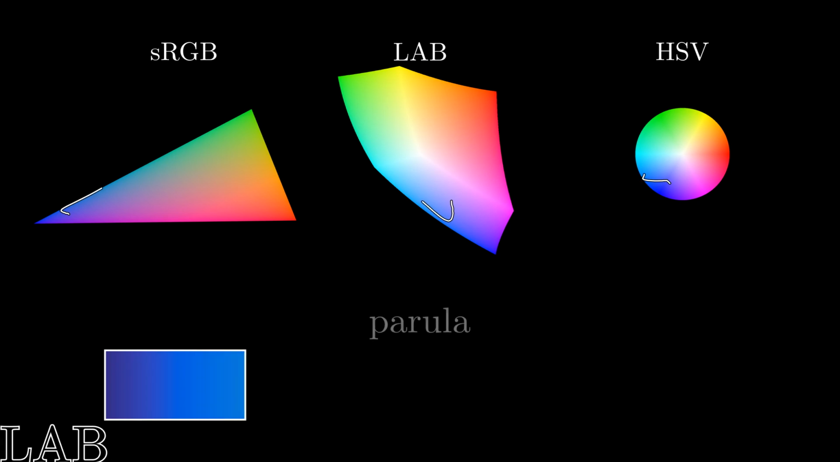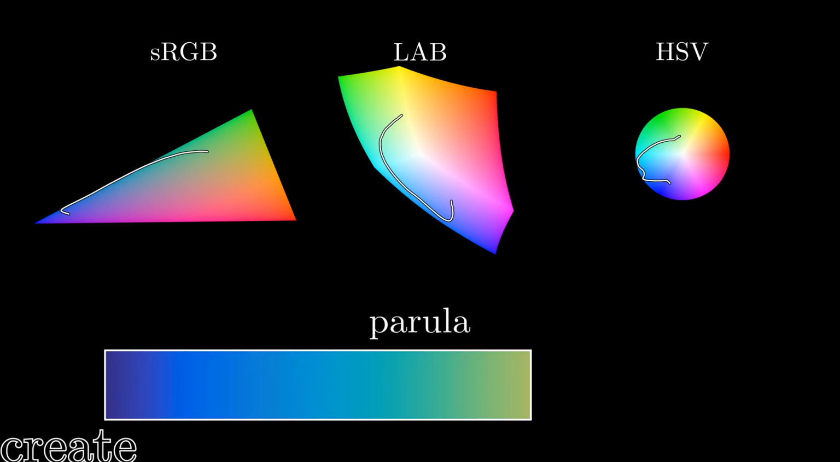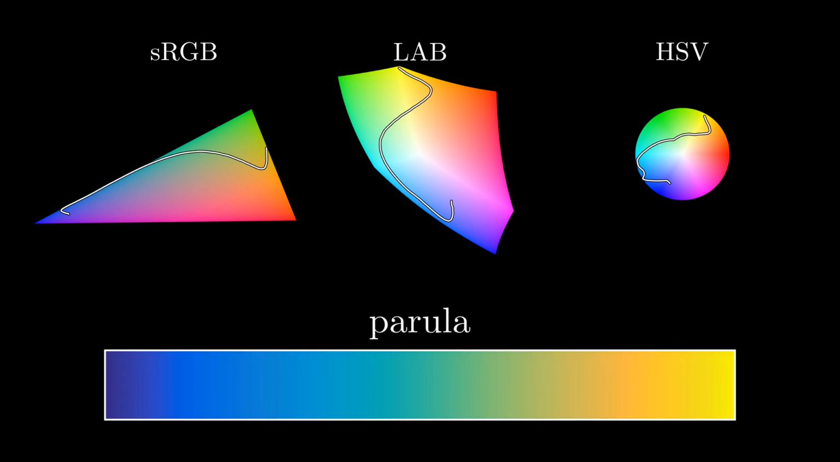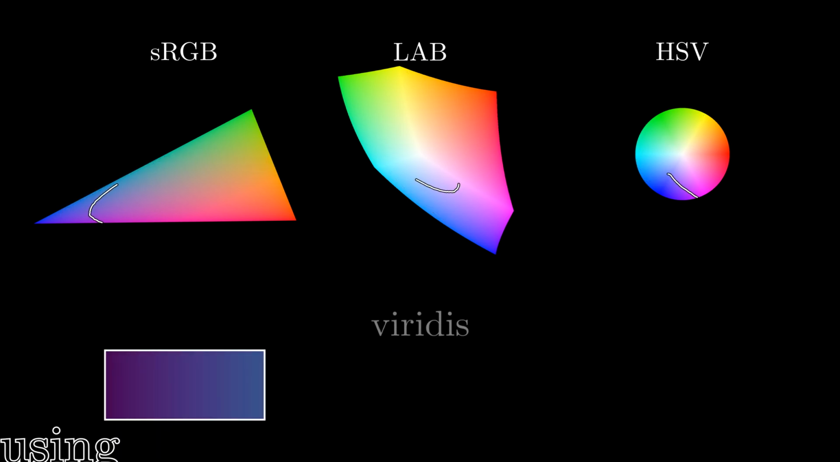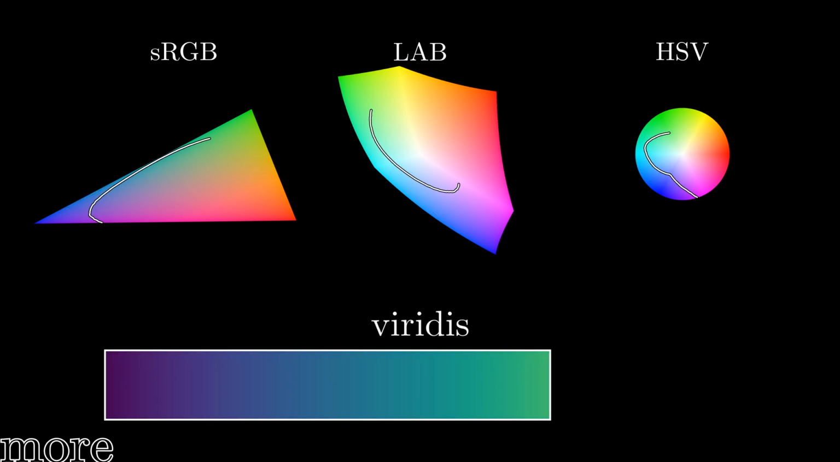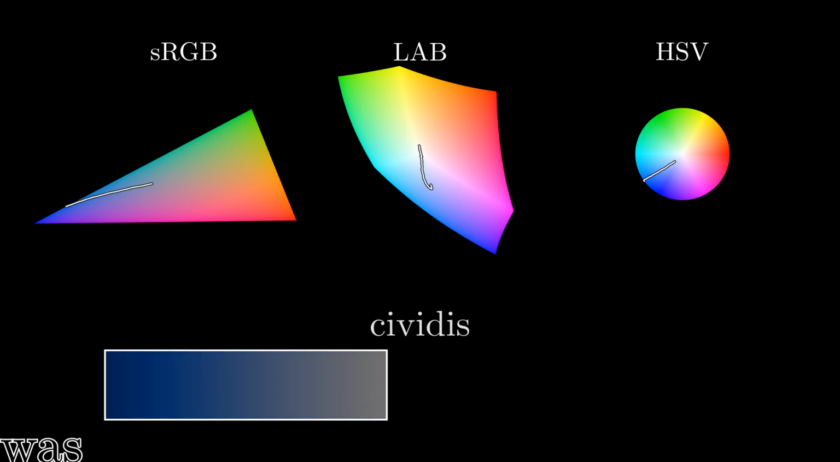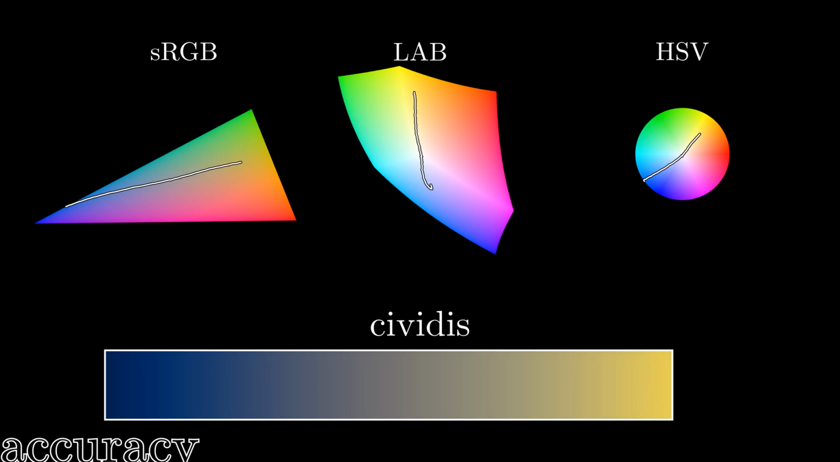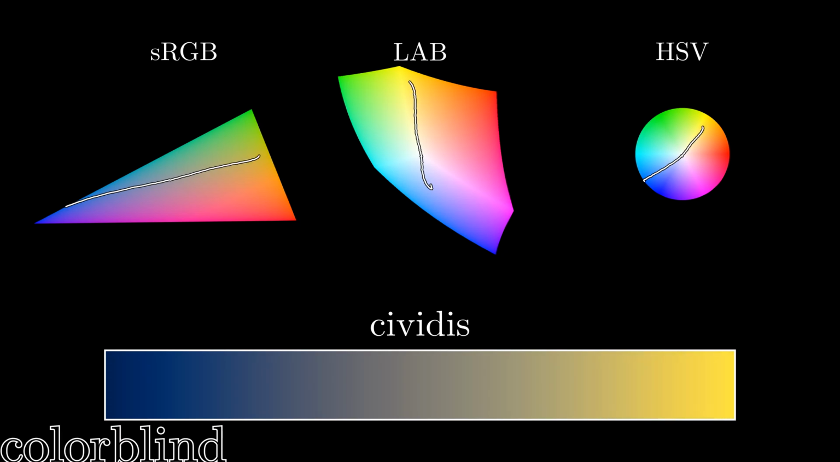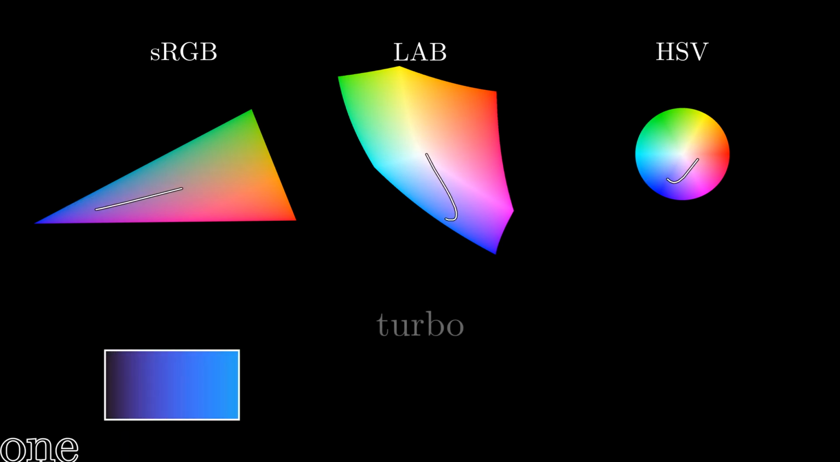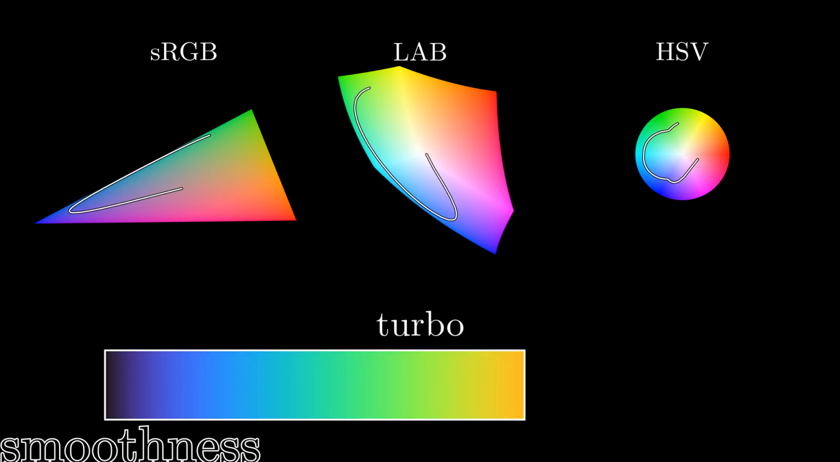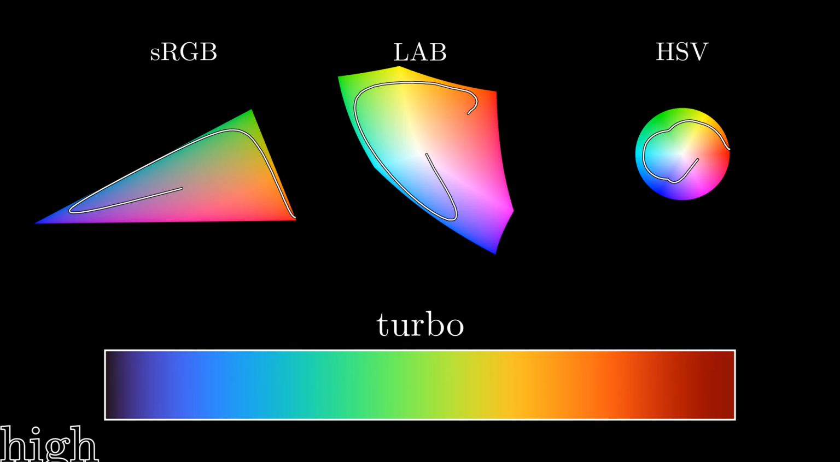Parula is a path through LAB space that took so much work to create that it has been copyrighted, although what it means to copyright colors is anyone's guess. Viridis was created using an even newer color space that more accurately maps the human visual cortex. Viridis was specifically designed for accuracy even when the viewer is colorblind. And of the new color maps, Turbo is the only one that does not build on perceptual smoothness, optimizing instead for high contrast.